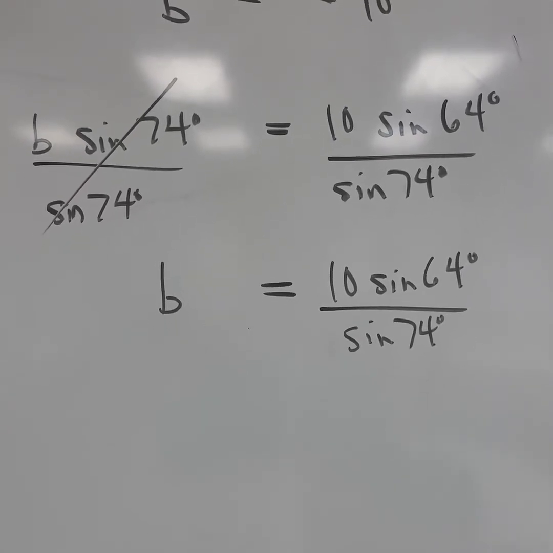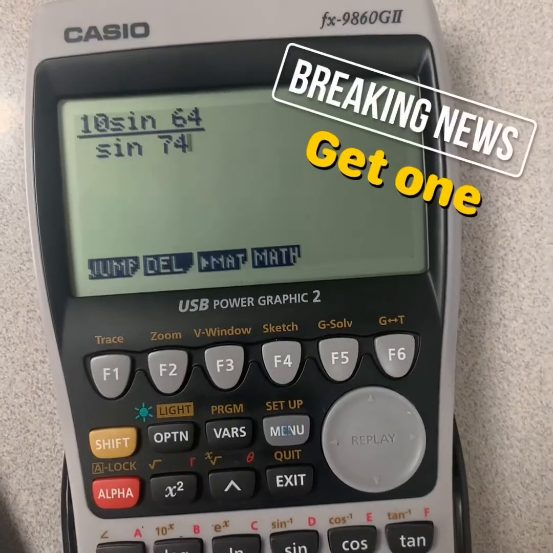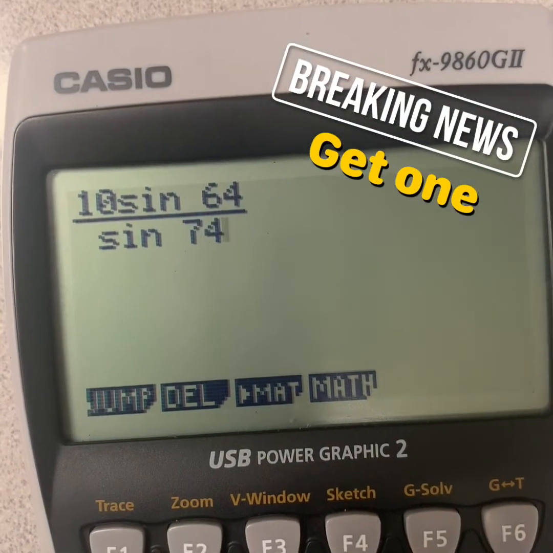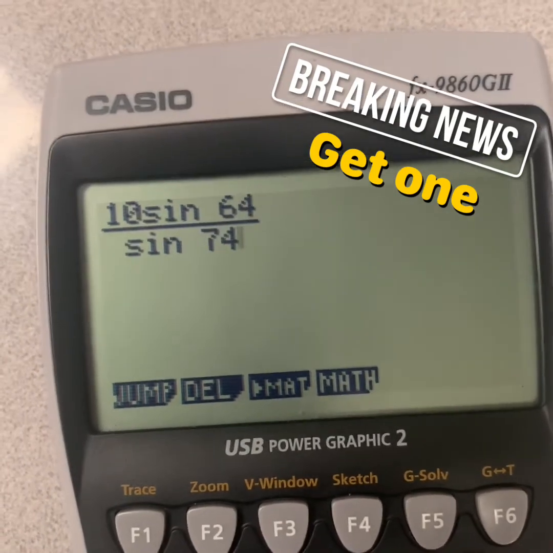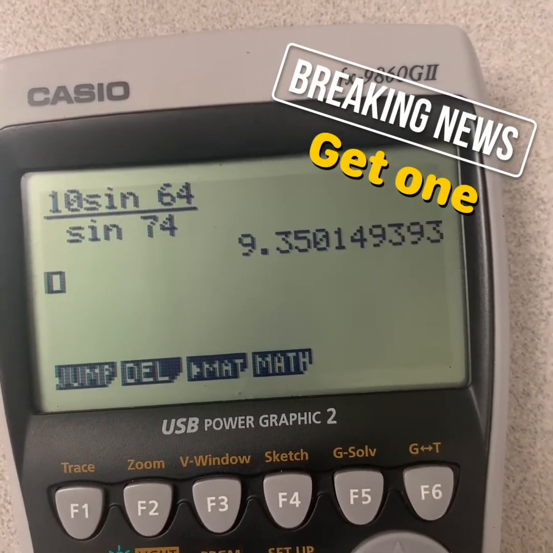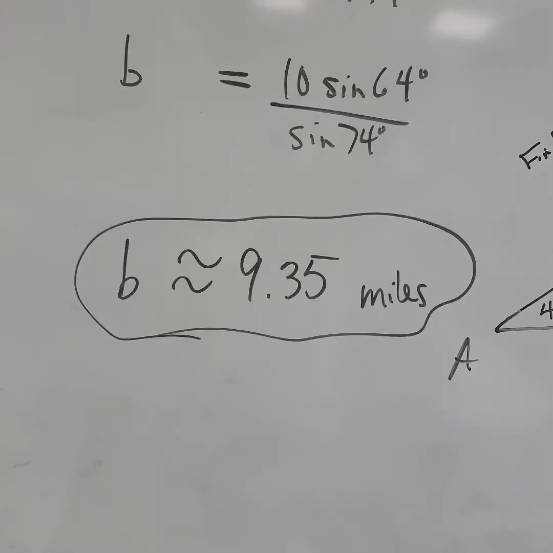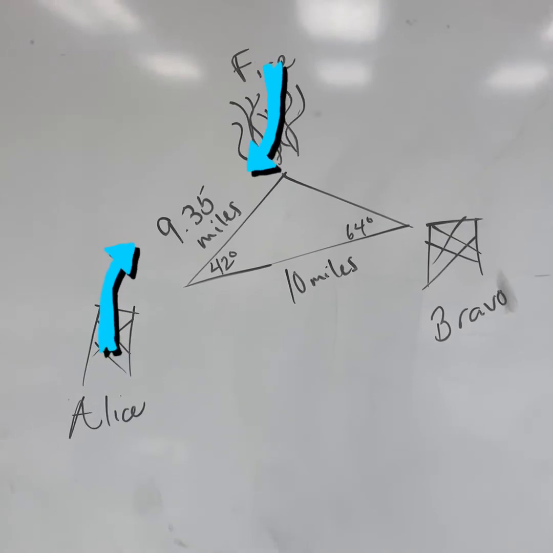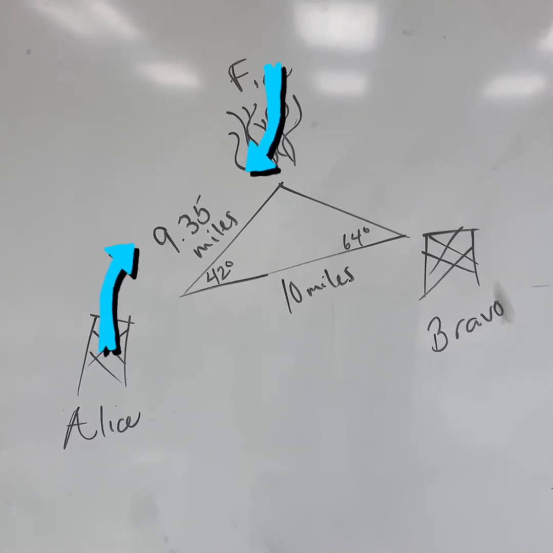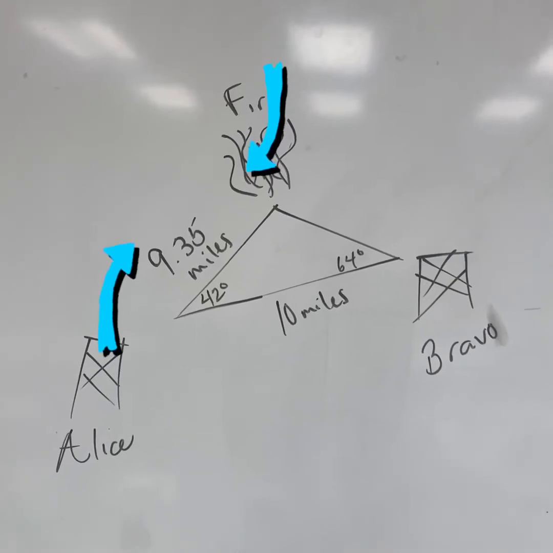At this point, you'll use a graphing calculator or a scientific calculator to get your decimal value. I punched that into the calculator, 10 sine 64 divided by sine 74, and we're talking about 9.35. So there's my diagram. Fire Tower Alice is about 9.35 miles away from the fire.